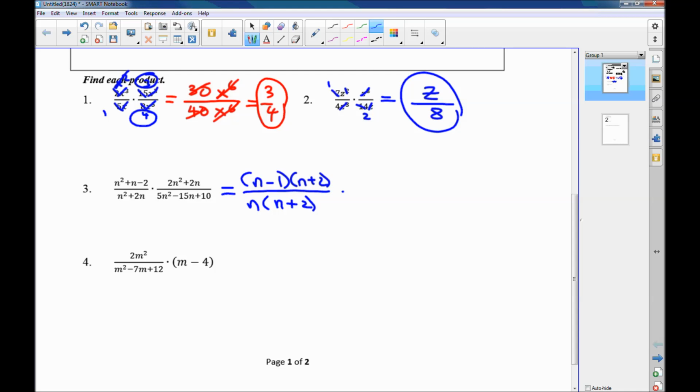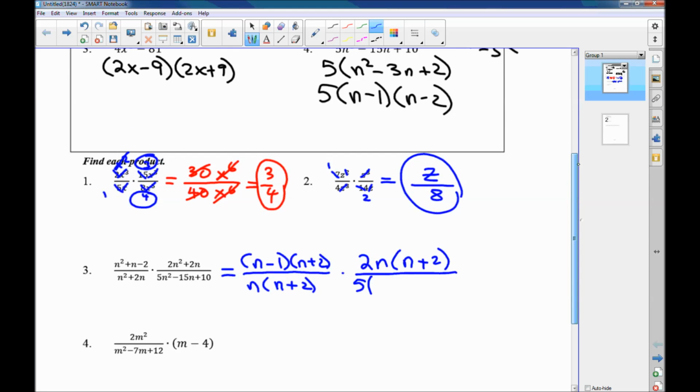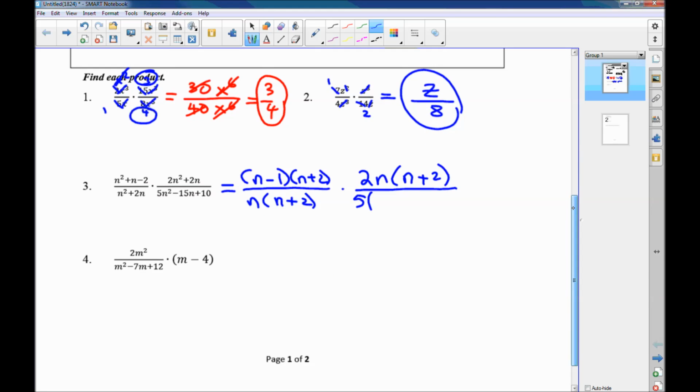And then over here, we can take out a 2n, and that leaves behind n plus 2. And on the bottom here, we can take out a 5. And then what's left behind, we've already done this. So I'm going to cheat. It's going to be n minus 1 and n minus 2. This was the same as our warm-up problem factoring.